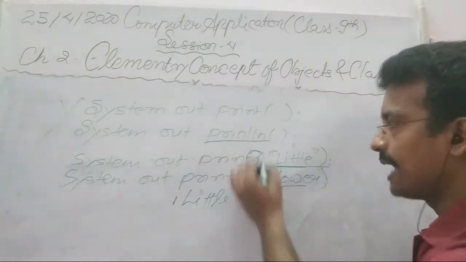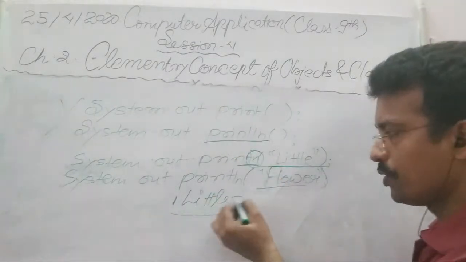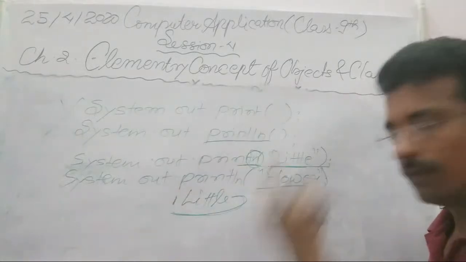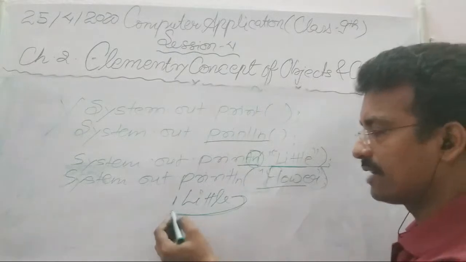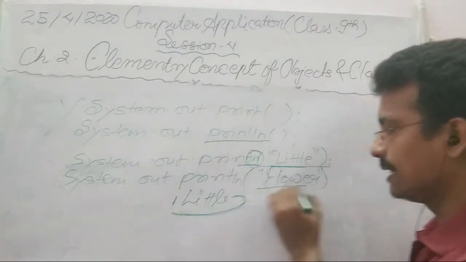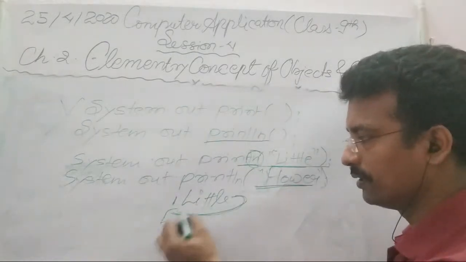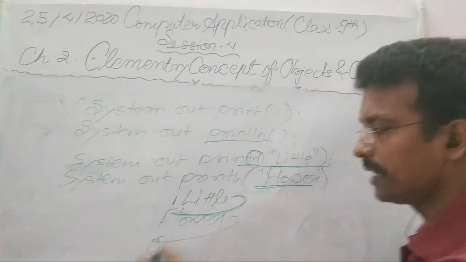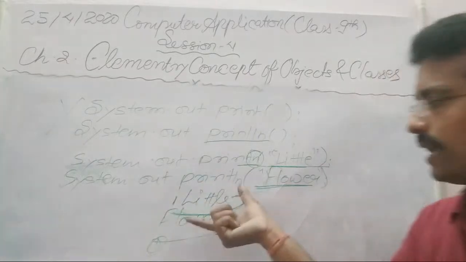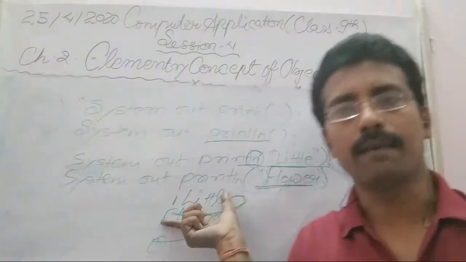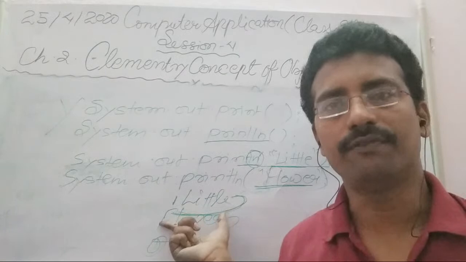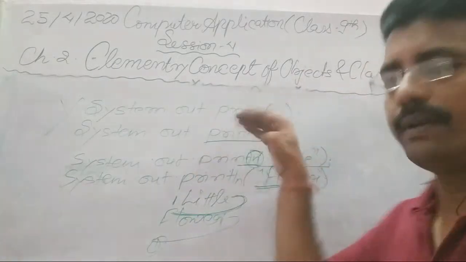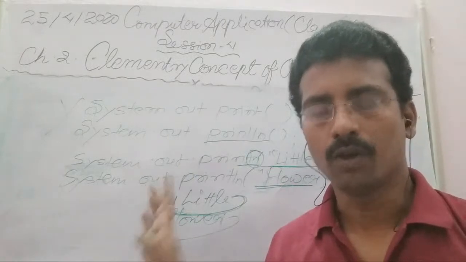After printing, this ln will change the line. Now your editor's cursor will come on the next line, and then this line will execute "flower". And then the line will also be changed without any result. So this way our results are separated into different lines. This is the difference between print and println. Is that clear?